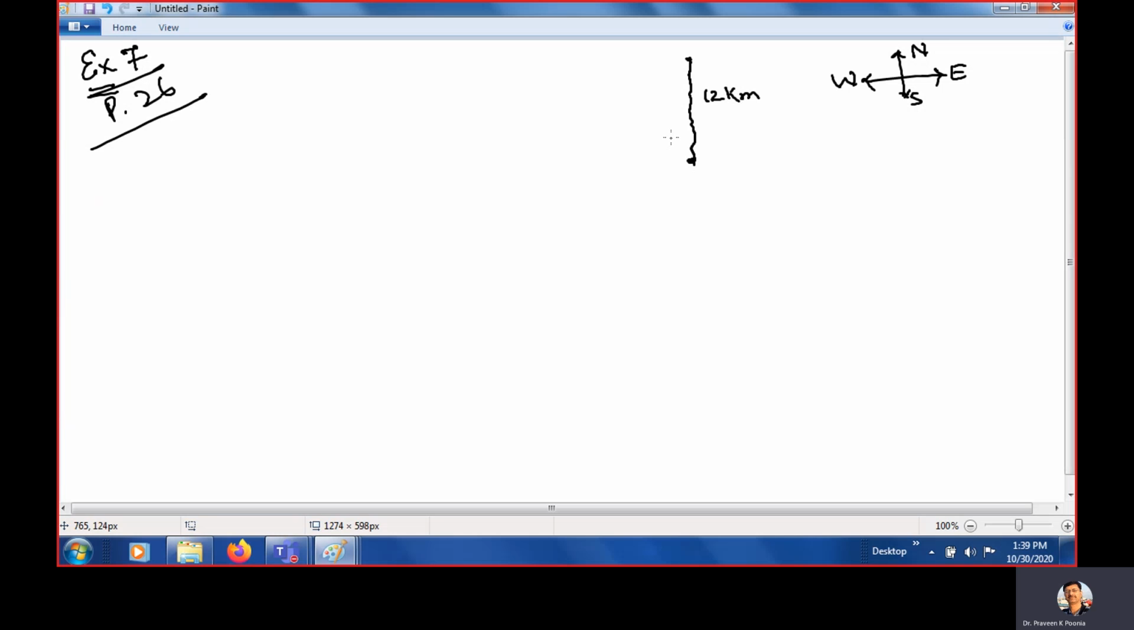And then due west for 5 kilometers. Now west is this side. He moves 5 kilometers this side. Due west. How far is he from the starting point? So for how far, you need to calculate this distance. This is the starting point O of the journey. This is the point where he turned. This is the point where he reaches. Now we need this distance OB. This is example number 7 on page 26. This type of question we generally ask in the exam.